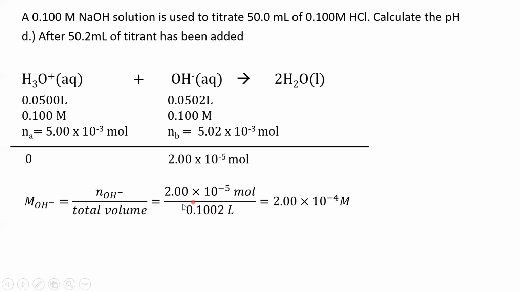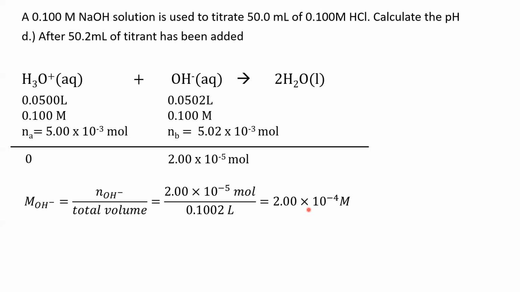But we have to remember, again, that the volume is the total volume in the container. And we had 50 milliliters of original acid in the flask, and we've added 50.2 milliliters of base. So the new volume is 100.2 milliliters, or 0.100 liters, which enables us to calculate the concentration.